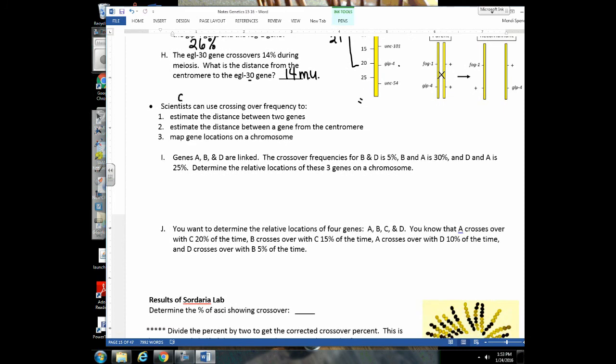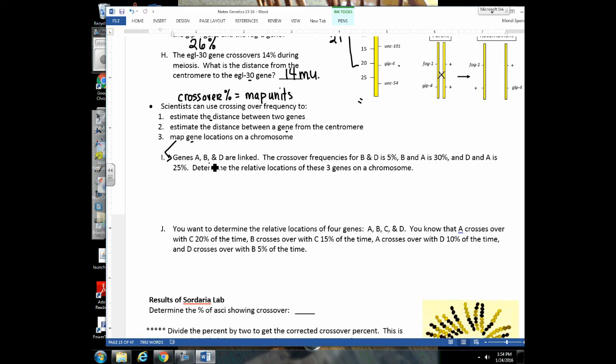So we just determined that crossover frequency equals map units, the distance between two genes. Because of that, researchers can use this to estimate the distance between two genes. We can figure out how far a gene is from the centromere, and then we can also figure out where different genes are located along the chromosome. And that's what these next two problems are about, is you're going to determine the location of different genes due to their crossover percents that we see in offspring.